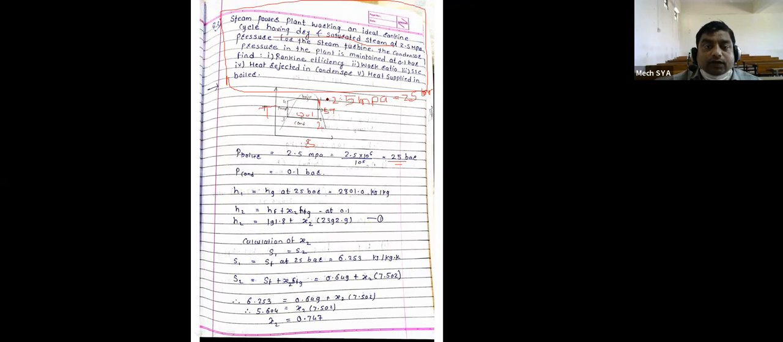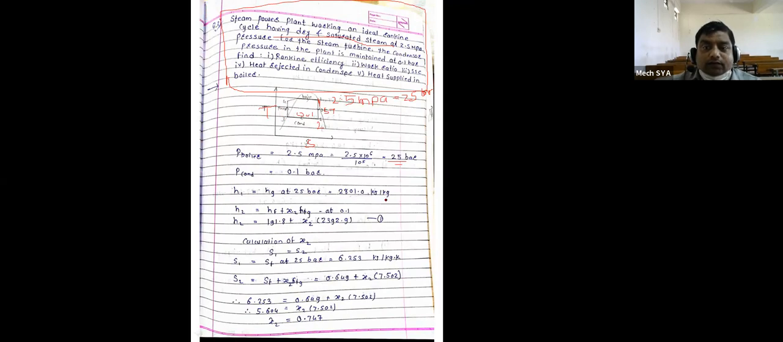So H1, H2, H3, H4 we have to determine. This is our aim. To calculate any performance parameter, we require the 4 corner enthalpies of the Rankine cycle polygon: H1, H2, H3, H4. We'll start one by one.